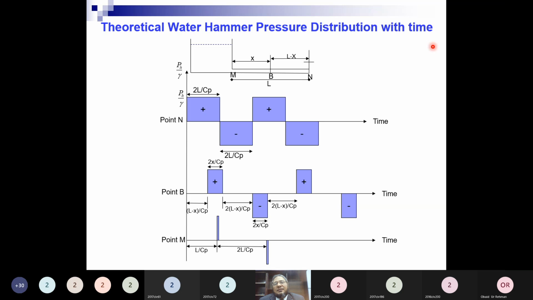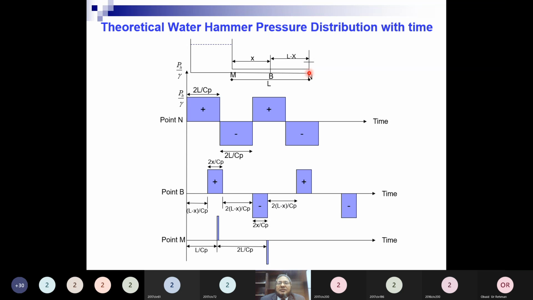What I remember, I think in the previous lecture, we have finished these theoretical water hammer pressure distribution diagrams with time. Just I would like to recap our previous lecture in which we discussed the water hammer phenomena.